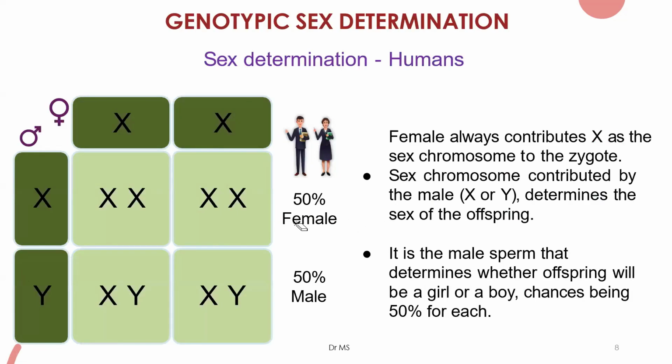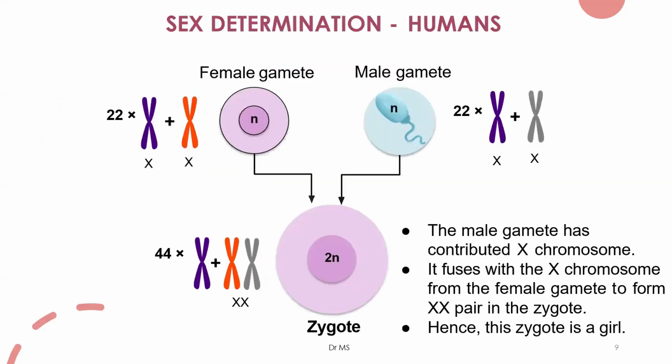So you can see here, there's a 50% chance for male and female. Female always contributes X, whereas the male contributes X or Y. And that will determine the sex of the offspring. So it is the male sperm that determines whether the offspring will be a girl or boy, and the chance of being a boy or girl is 50%. According to that, we should have the same ratio of male and female in society, but we have more males compared to females. That's because in earlier days, there was a lot of female feticide compared to male.